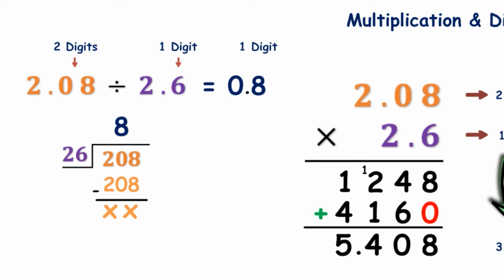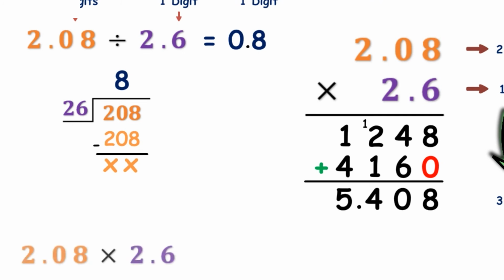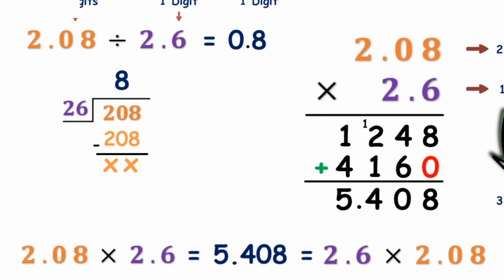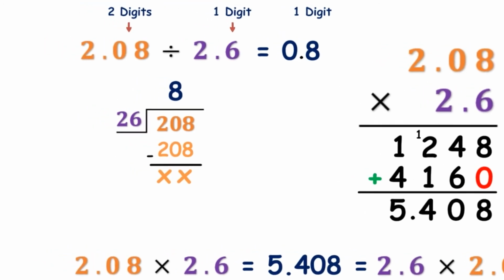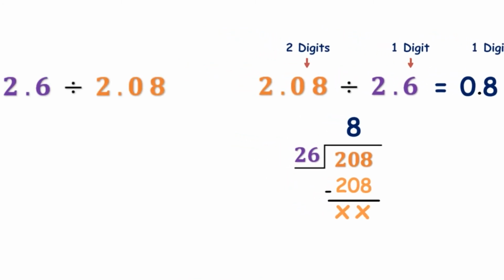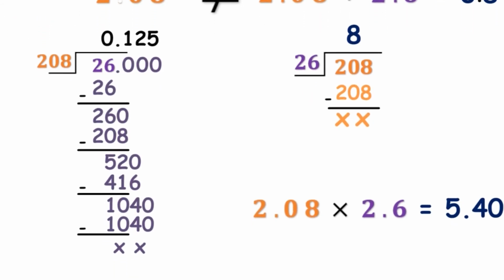In multiplication, whether you multiply 2.08 by 2.6 or 2.6 by 2.08, the answer will be the same. But in division, if you divide 2.6 by 2.08, the answer will not be the same. So what would be the answer? Let's imagine there isn't any decimal point. In the first example, we are dividing 208, but here you are going to divide 26. When you divide 26 by 208, the answer will be 0.125.